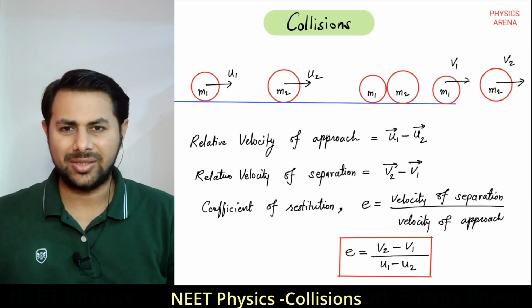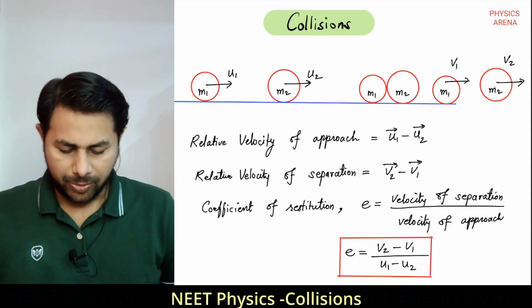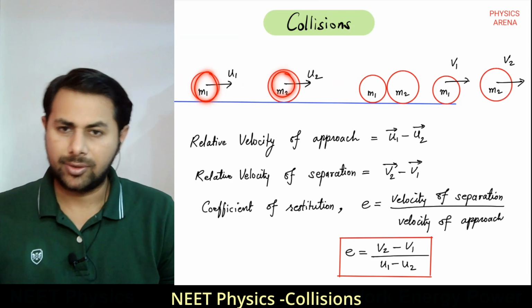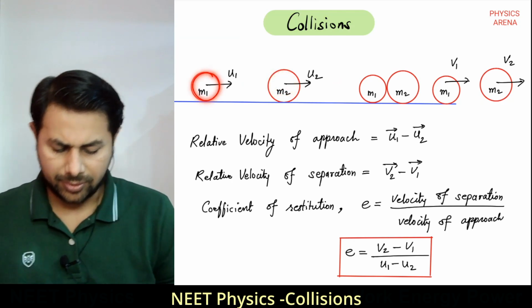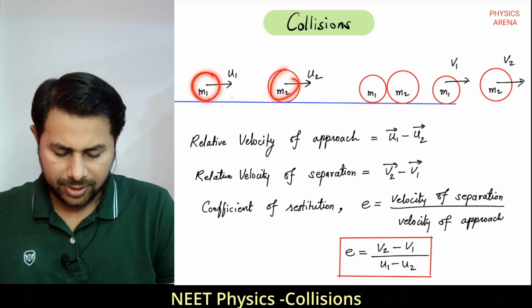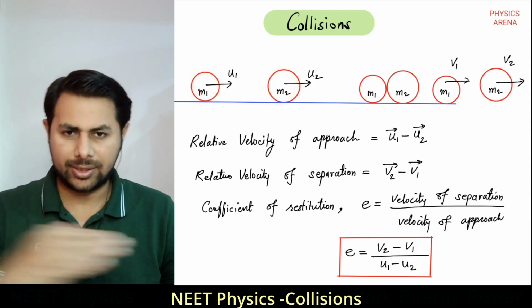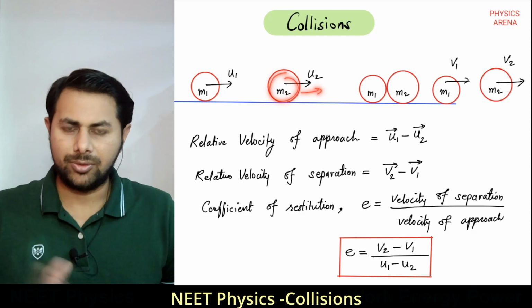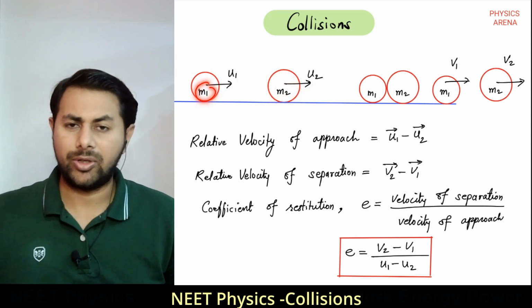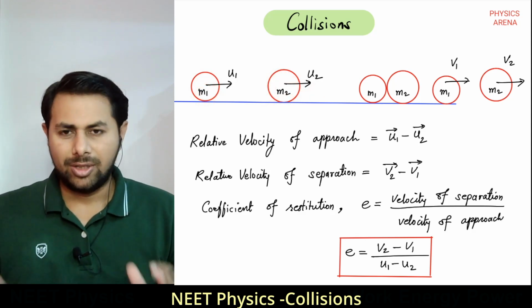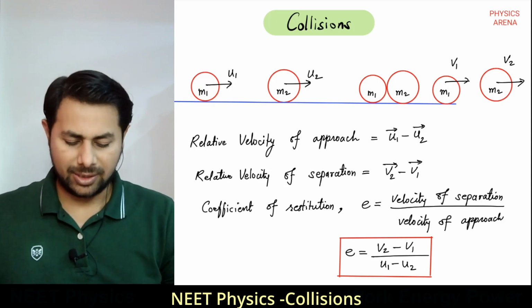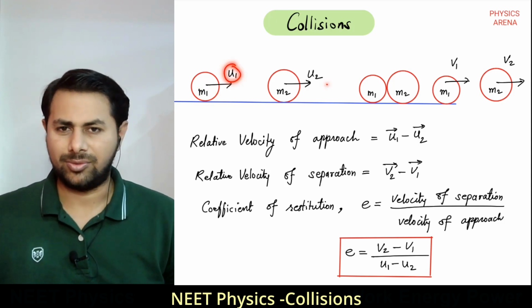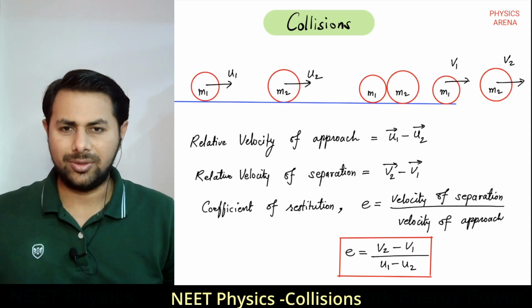We are going to see collisions today. Suppose we have these two bodies colliding with each other. Suppose there are these two masses, moving in a straight line for simplicity. Mass m2 is moving with speed u2 and mass m1 is moving with speed u1, right? For these two masses to collide, u1 must be greater than u2.